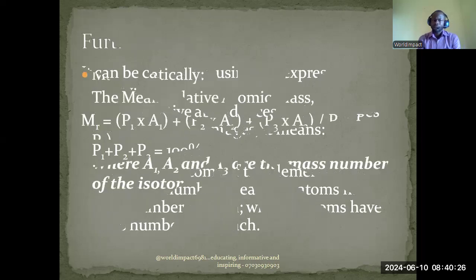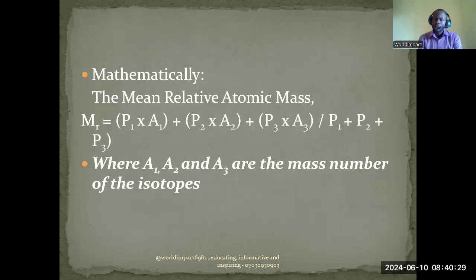Now, mathematically, we can express that by saying the relative atomic mass of an element will then be P1 times A1 plus P2 times A2 plus P3 times A3, divided by P1 plus P2 plus P3. It's the numerator that will vary depending on the number of the percentage abundances of the isotopes that are given in the question. The denominator will always be constant because it's 100. The total sum of the percentage abundance always equals 100. So that's the first expression that we can use in calculating the relative atomic mass of an element. Let's take note of it as equation 1.